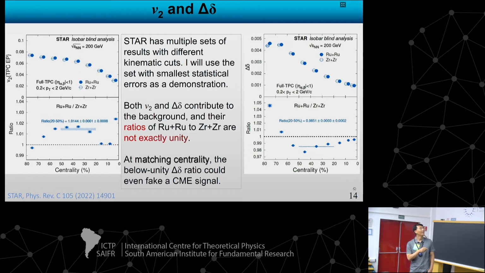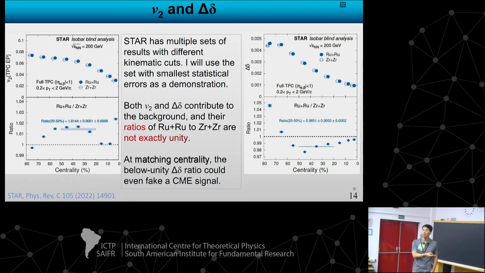Then I will show V2 and the delta gamma. These are both related to the background. Initially, we hoped the background would be the same for the 2 isobars. However, they are not exactly the same. For V2, I should mention that we have 5 different sets of results, and I'm only choosing the one with the smallest error bar as a demonstration. V2 is different by a few %, about 1%.